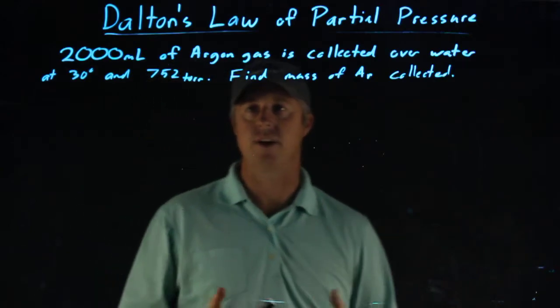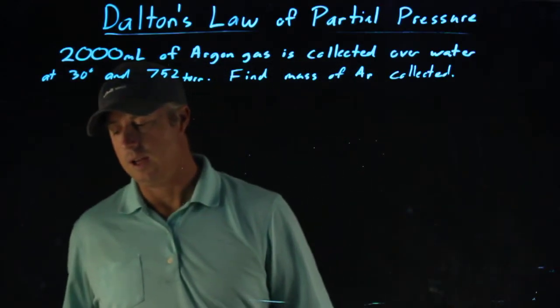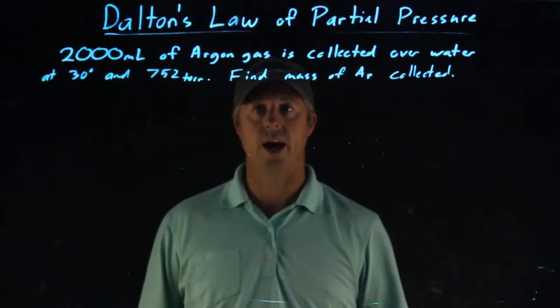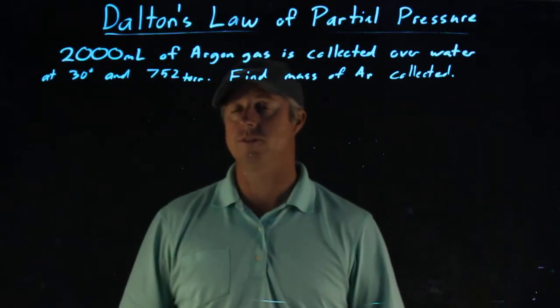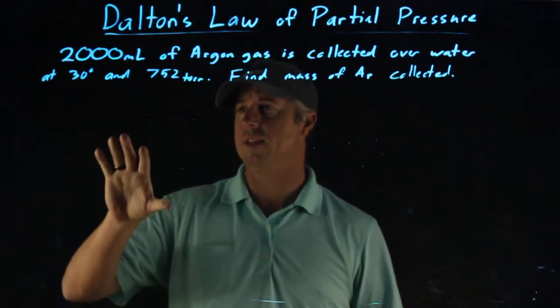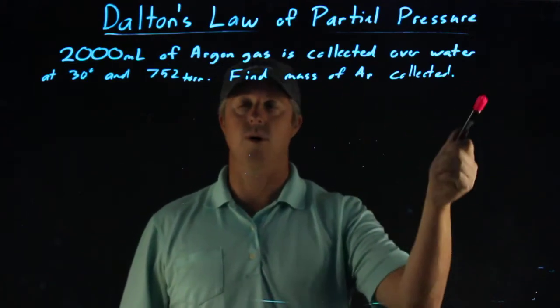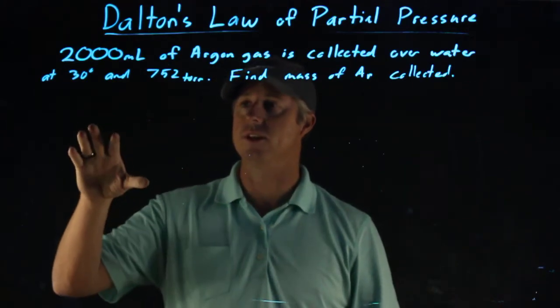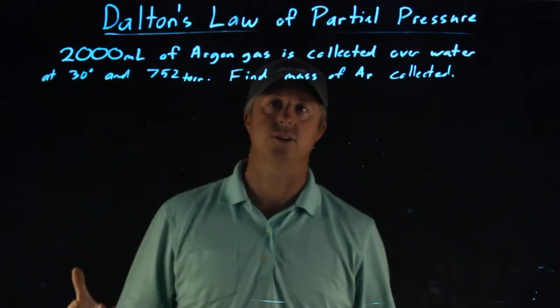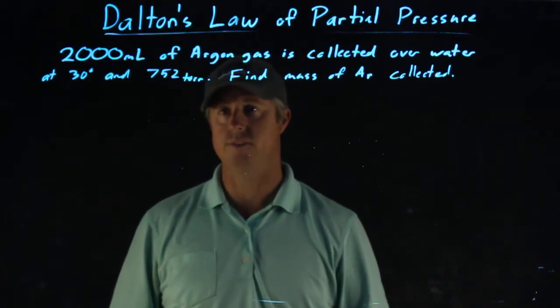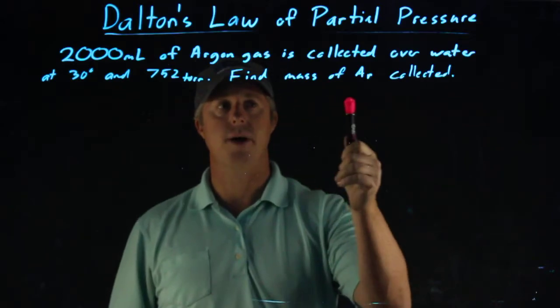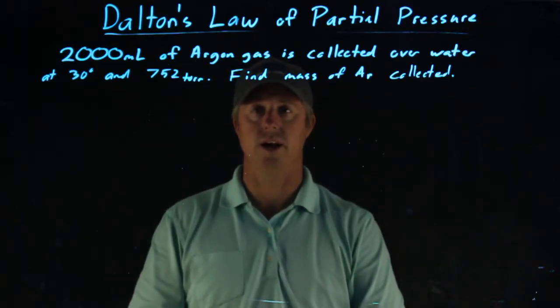Okay, so here's a very common problem that we see as we're doing lab work with gases, and it involves Dalton's law of partial pressure. So we collect 2,000 milliliters of argon gas, and we collect that over water, and it's at 30 degrees Celsius, and the current pressure of the atmosphere is 750 torr. I want to find the mass of argon that we did collect.